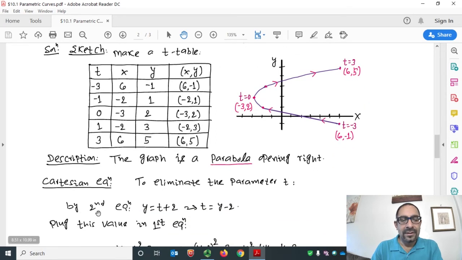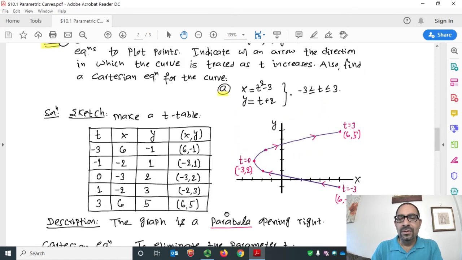So the idea is, by the second equation, solve for t. The second equation is y equals t plus 2. Then subtract 2 from both sides, then t equals y minus 2, and plug this value into equation 1. So now we have t equals y minus 2. We plug back into equation 1.